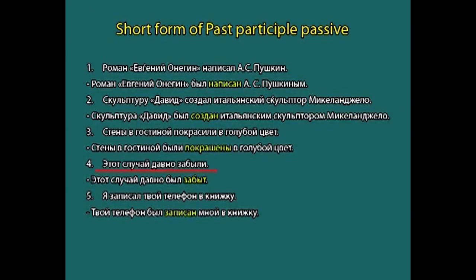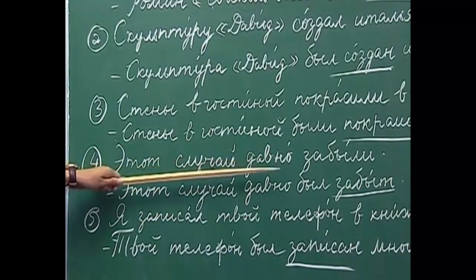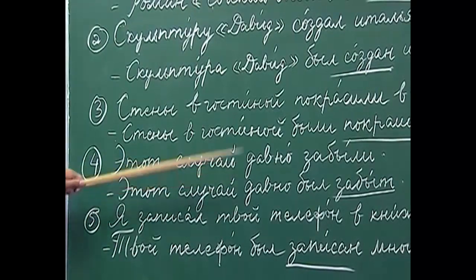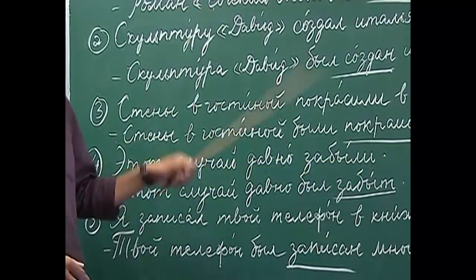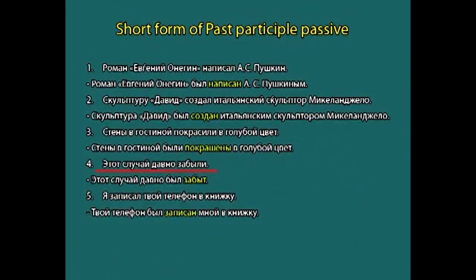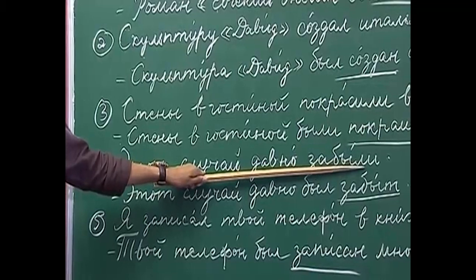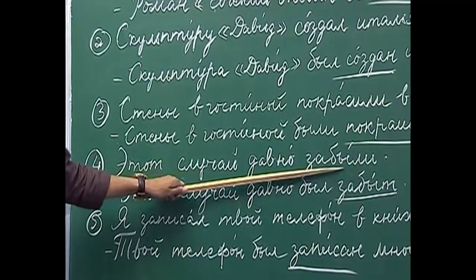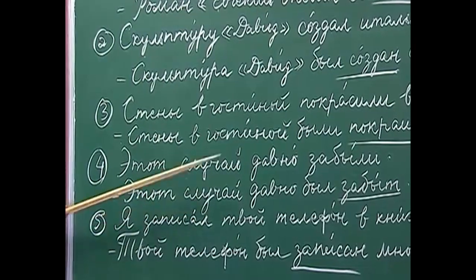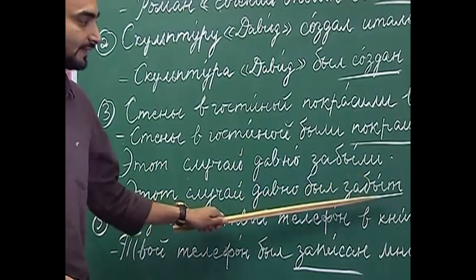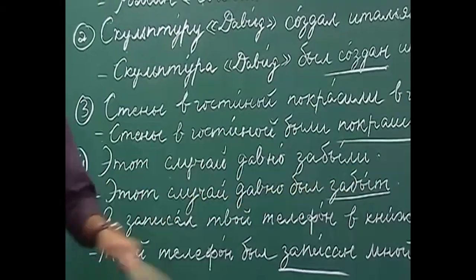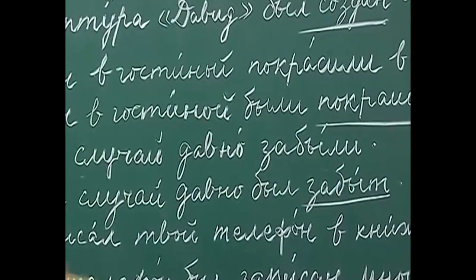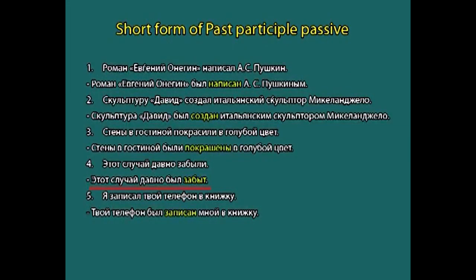The next example we have is Etat sluci dabno zabili. Again this is an impersonal sentence. This incident was forgotten long back. Again this is an active construction. How will you change the active construction into passive? By using the past participle passive derived from the verb zabit. Etat sluci dabno bil zabit. Zabit is the short form of the past participle passive, which has been formed from the verb zabit, to forget.